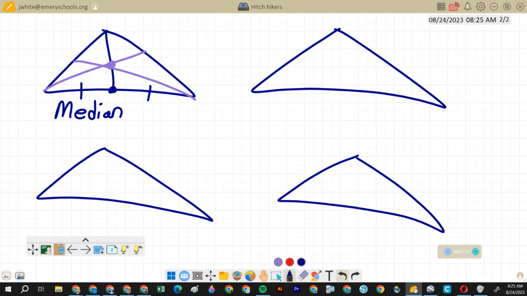So, we're not going to get into all of those. We're just going to talk about the 4 different segments. So if you connect midpoint to opposite vertex, that creates a median. If you take a vertex and you draw a segment such that it is perpendicular to the opposite side, that is called an altitude.